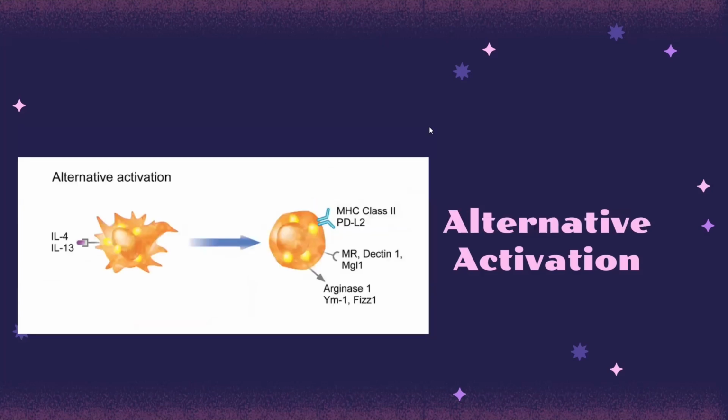The alternative activation involves Th2 cells, which secrete interleukin-4 and interleukin-13 cytokines that promote the alternative activation of macrophages. When these macrophages are activated, they mainly play a role in tissue repair and resolving inflammation, which are mainly a factor of wound healing and fibrosis.